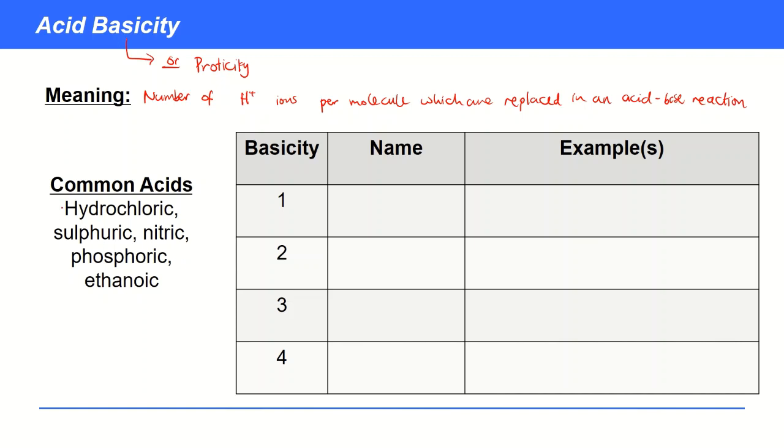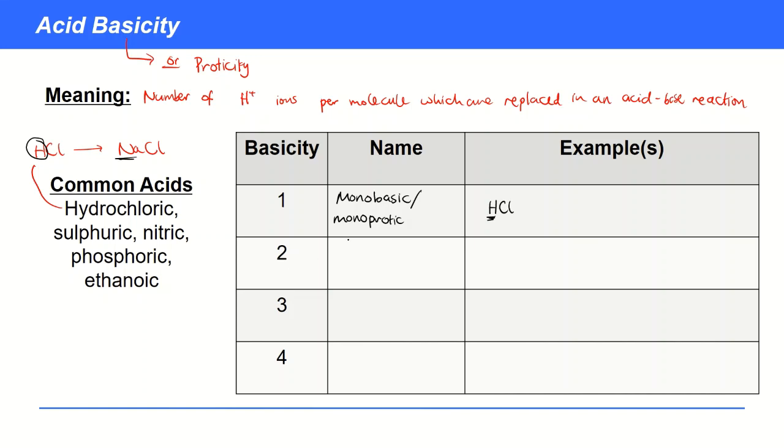So let's start with hydrochloric acid, HCl. Now when that reacts, let's say for example it reacts with sodium hydroxide, it's going to become NaCl. So in other words, we've had here one hydrogen atom that's been replaced with a sodium. And so that type of acid is known as monobasic. Or it might also be known as monoprotic, mono meaning one. That would be something like HCl.